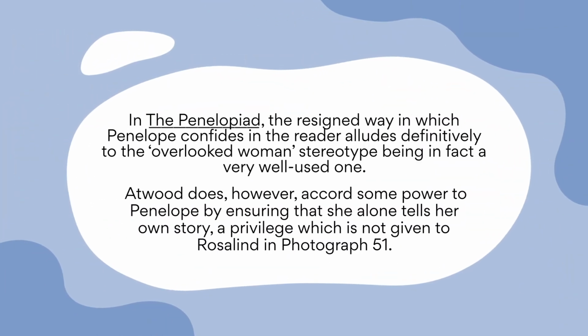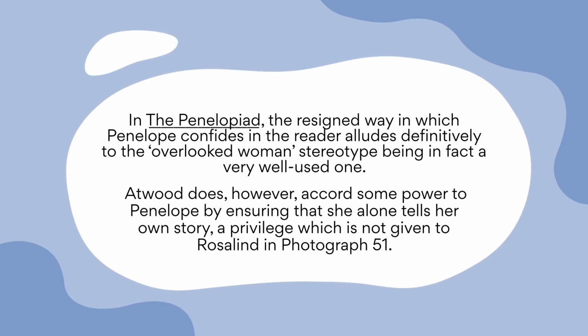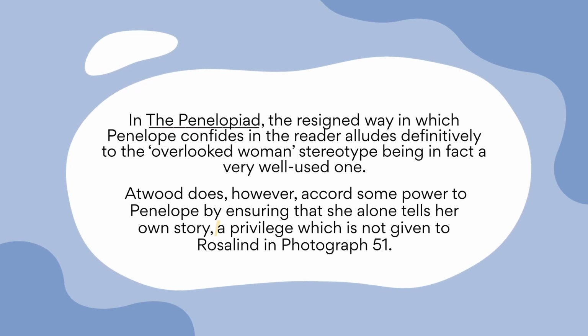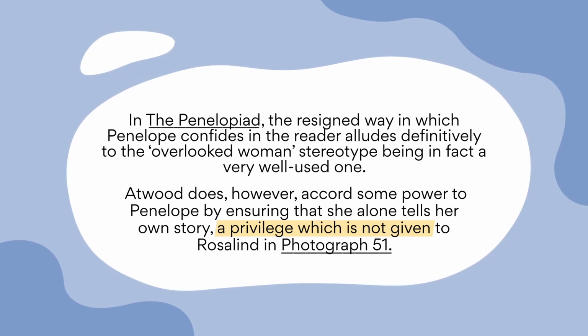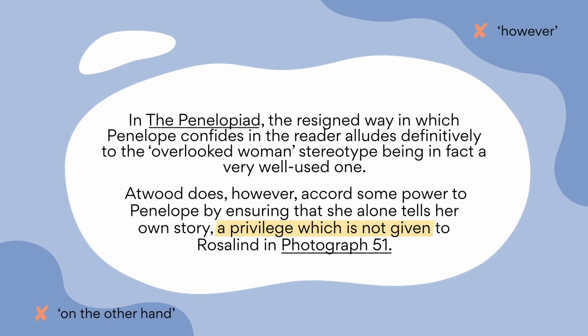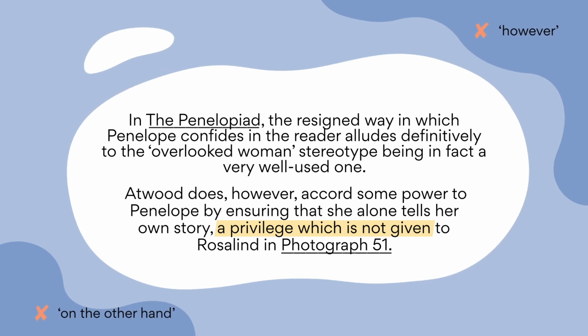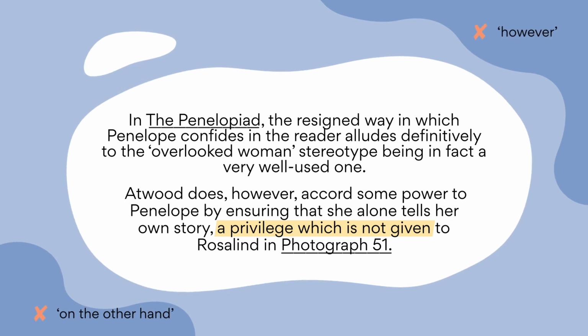In The Penelopiad, the resigned way in which Penelope confides in the reader alludes definitively to the overlooked woman stereotype, being in fact a very well used one. Atwood, the author of The Penelopiad, does, however, accord some power to Penelope by ensuring that she alone tells her own story, a privilege which is not given to Rosalind in Photograph 51. See how in this example, we don't even use those overused comparative words such as however or on the other hand, which can make a comparative feel quite simple, to be honest. Instead, I'm showing you unique ways to compare the two texts so that your essay stands out amongst all the others that are just using the same old words and methods to compare.